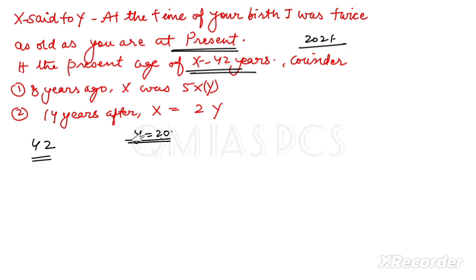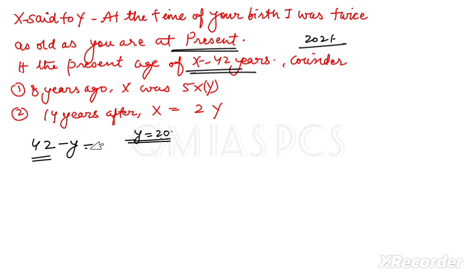So it will be 42 minus 20. Similarly, in this case, we have to subtract: 42 minus y. We have to write it like this. This is the age of x at the time of y's birth. Clear? We have to subtract the present age of y.